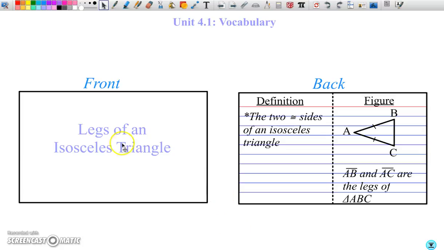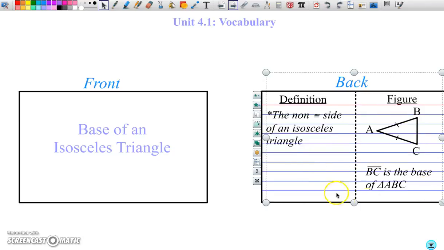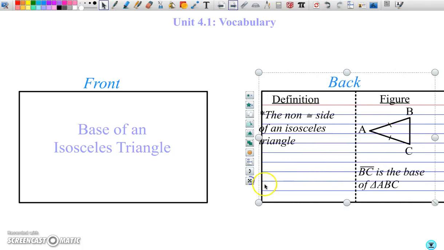But so the legs of an isosceles triangle are your two congruent sides. So in this figure right here, AB and AC would be called your legs of triangle ABC. And you'll see that we use this triangle symbol to call the triangle a triangle without having to write out the word completely.